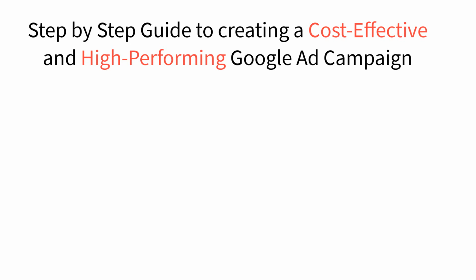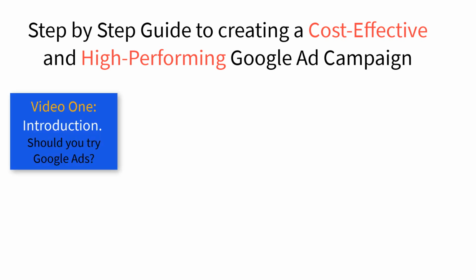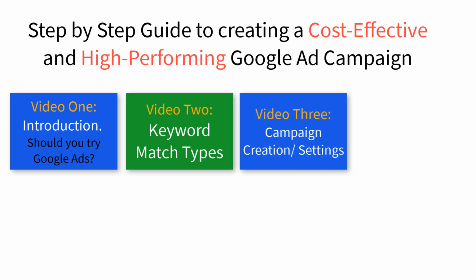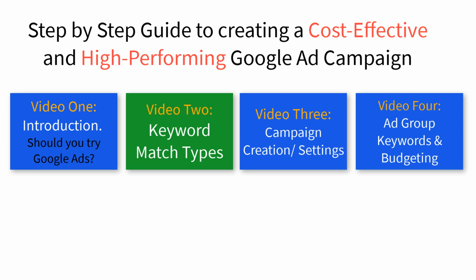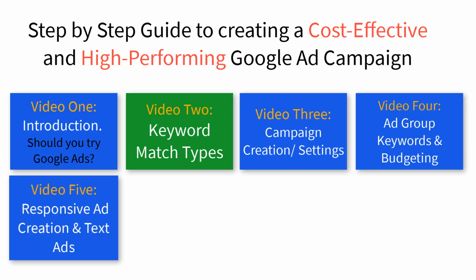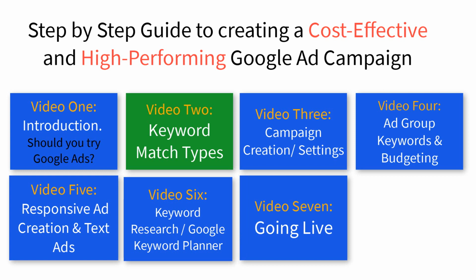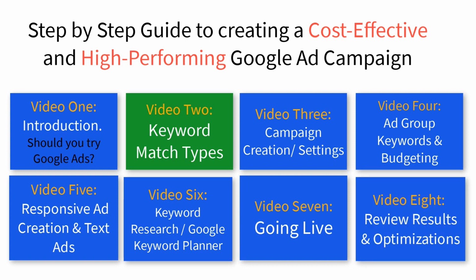And let me just say, there are a lot of steps to creating a successful Google ad. This video is part of a series to help you create a cost-effective and high-performing ad campaign. While this video is on keyword match types, we also have videos that cover keyword research, keyword bidding, responsive ad creation, and much more. In part 3 of this series, you can watch over my shoulder as I create a Google ad from scratch with all the settings you need to control your cost and performance.